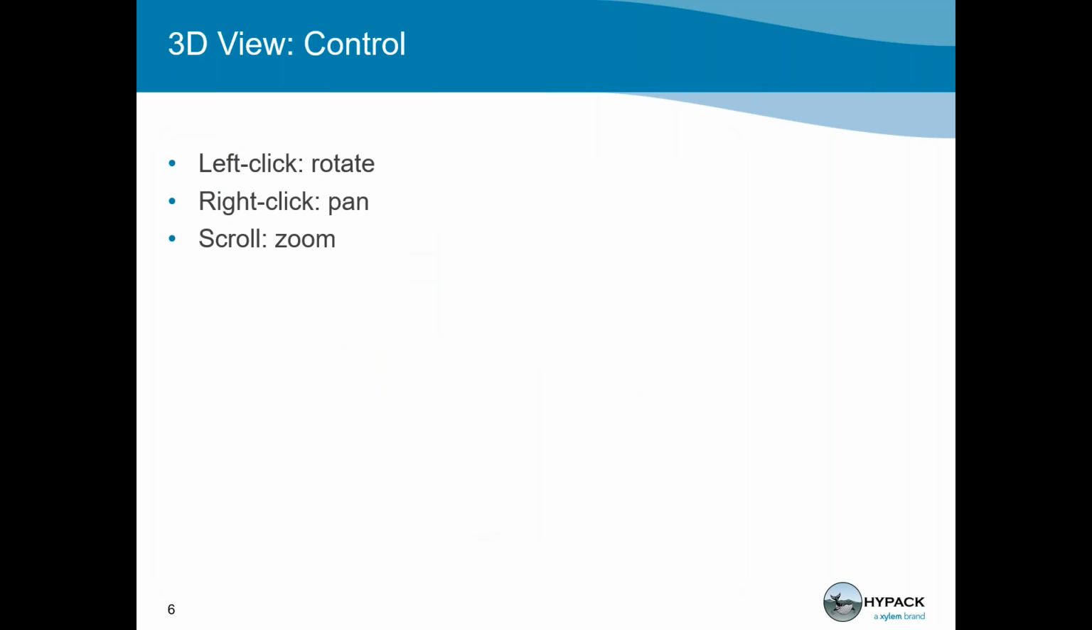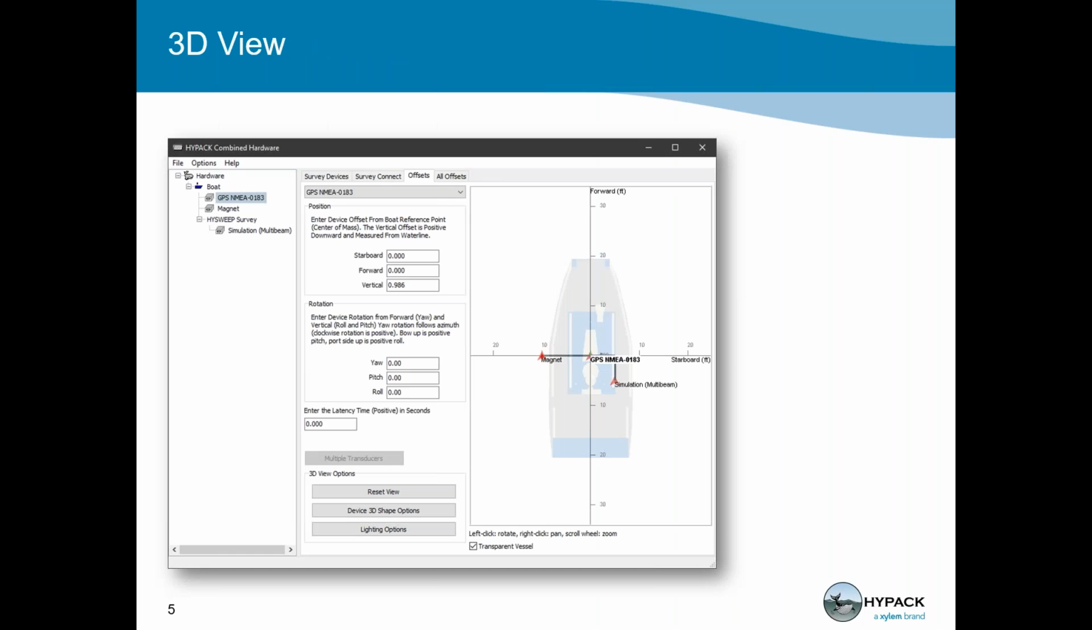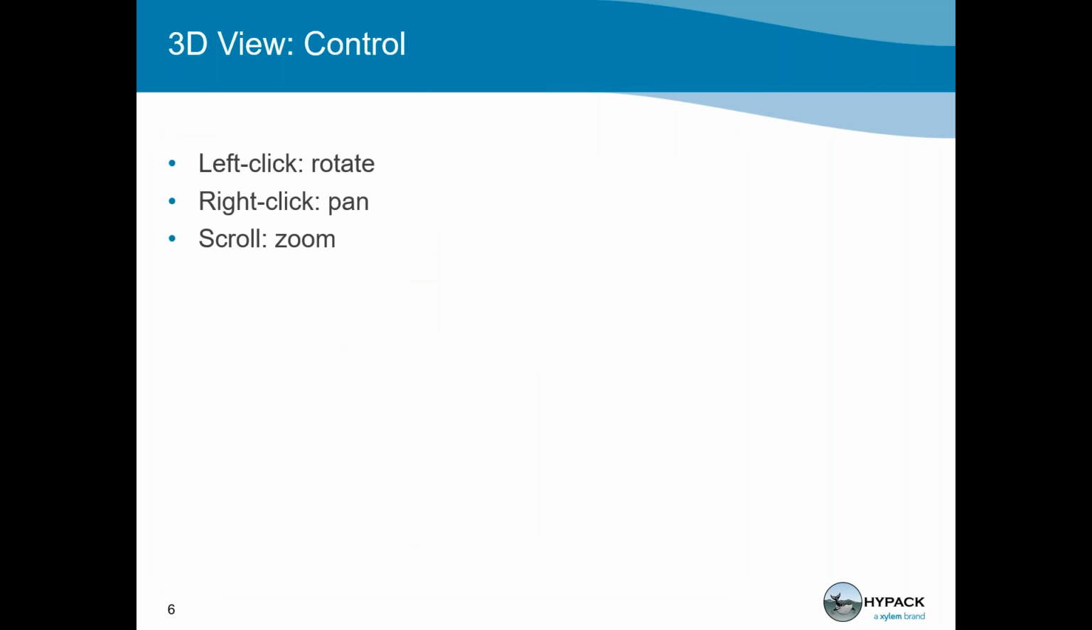So I'll just go over real quick the controls here, and they are visible on this window at the bottom, so you'll always have the controls visible. But they're very simple. You hold left click to rotate, you hold right click to pan the camera around, and you scroll to zoom the window.